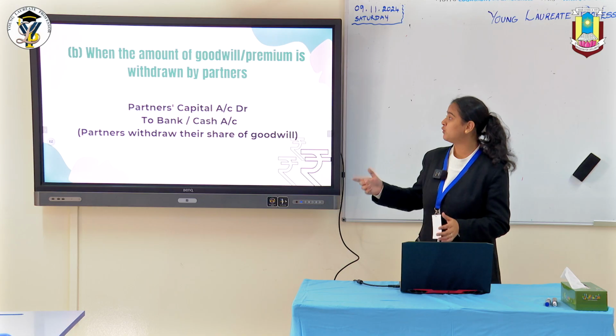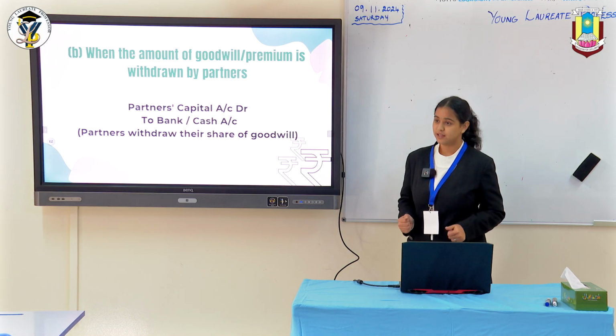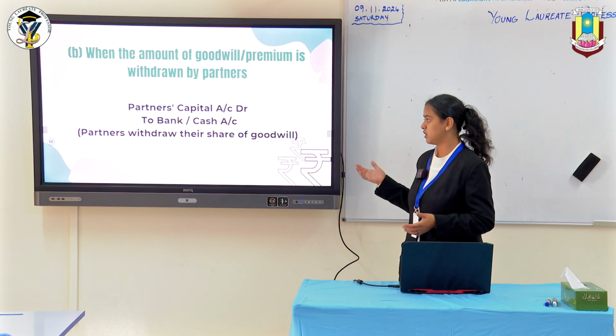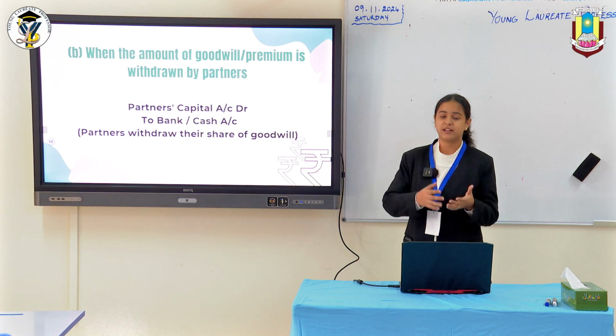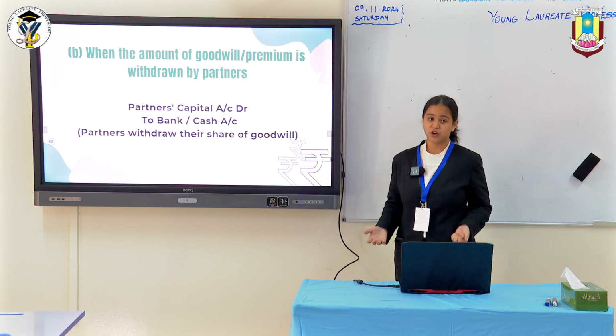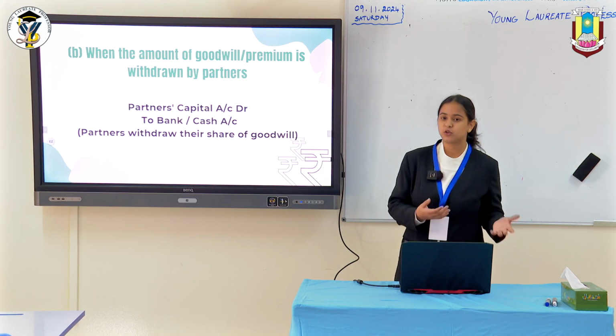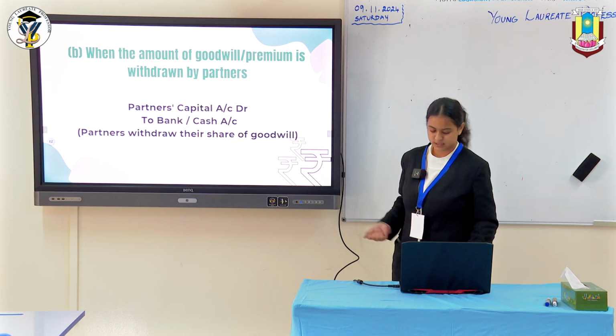Then, when the amount of goodwill premium is withdrawn by the partners. In that case, the entry will be partners' capital accounts debit to bank or cash account. Since the premium was already credited into their accounts, when they withdraw it, their capital accounts will be debited, and since the money is going out of the bank or cash account, it will be credited.